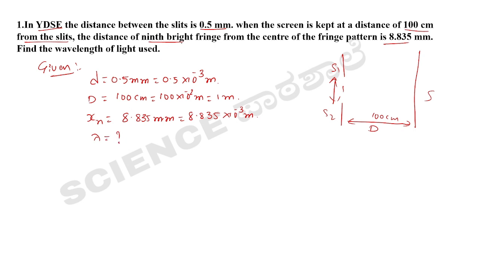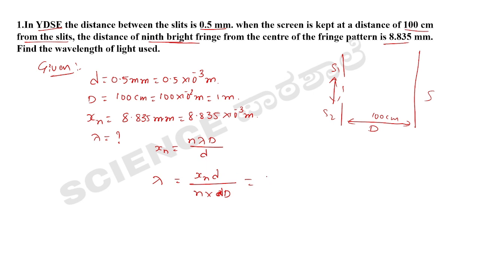Bright fringe is given. We already learned that formula. What is the bright fringe formula? xn is equal to n lambda capital D by small d. We have to calculate lambda, so lambda is equal to xn small d divided by n into capital D. Now substitute the values here.